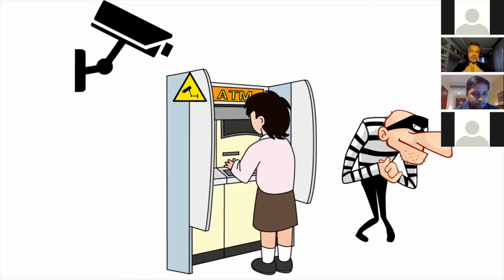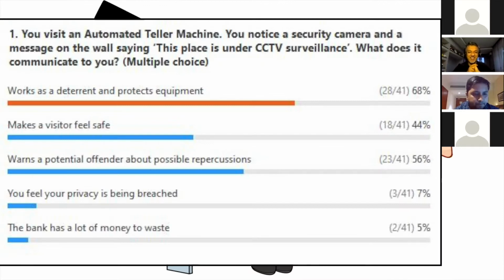So please take a few seconds to choose one of the 5 options that you see in front of you. This just provides us a spectrum of the kind of opinions that these messages can generate. I'm fascinated by someone who has said that the bank has a lot of money to waste. That's a good one. But otherwise, I think most people here seem to be selecting option 1, which is it works as a deterrent and protects the equipment, whereas simultaneously, and that's fascinating, it also warns potential offenders about possible repercussions.